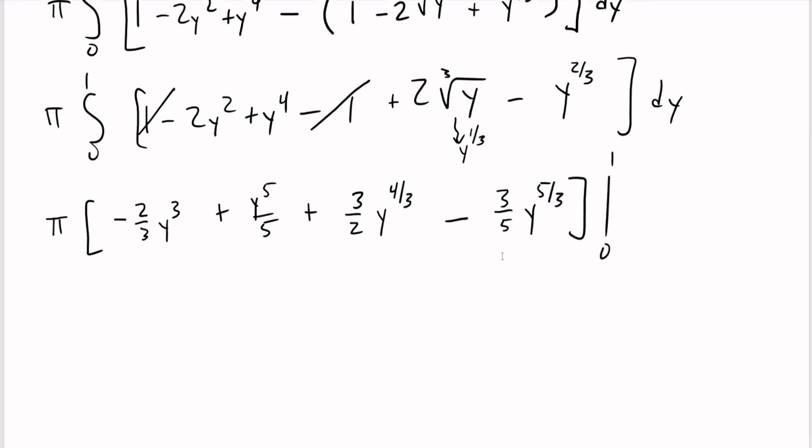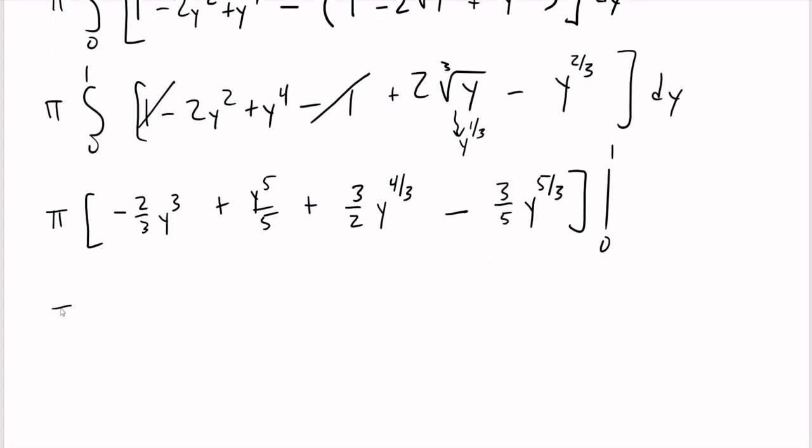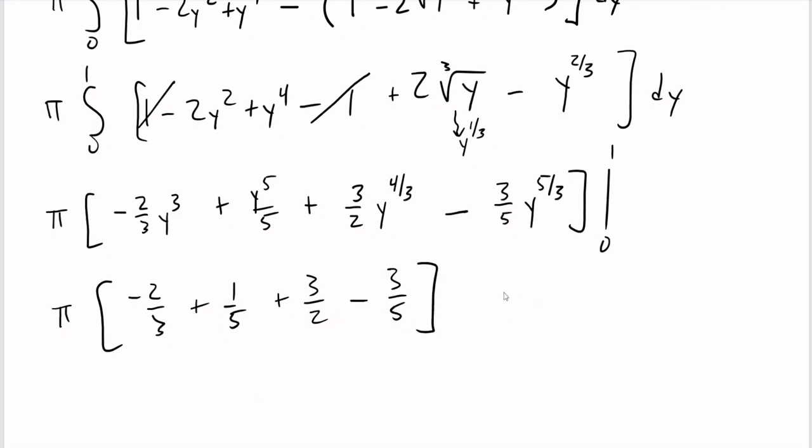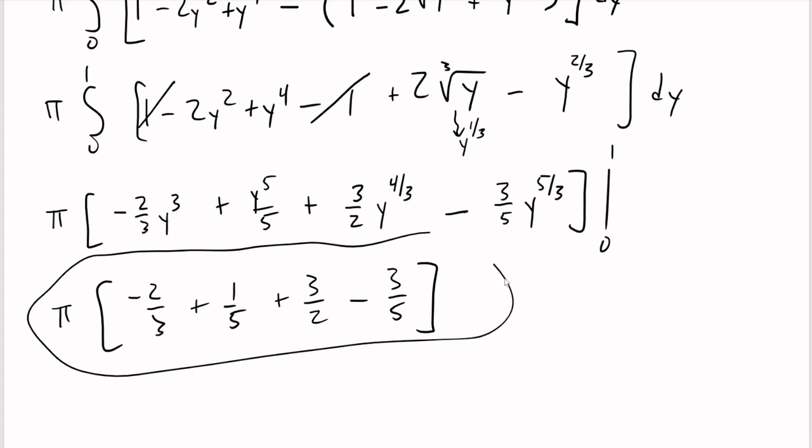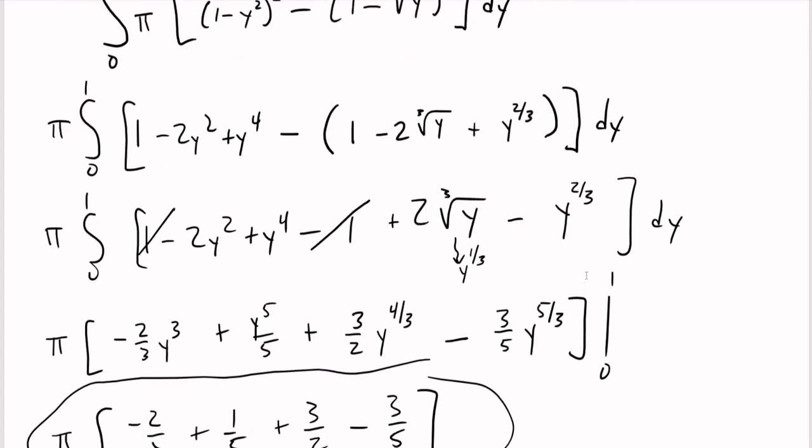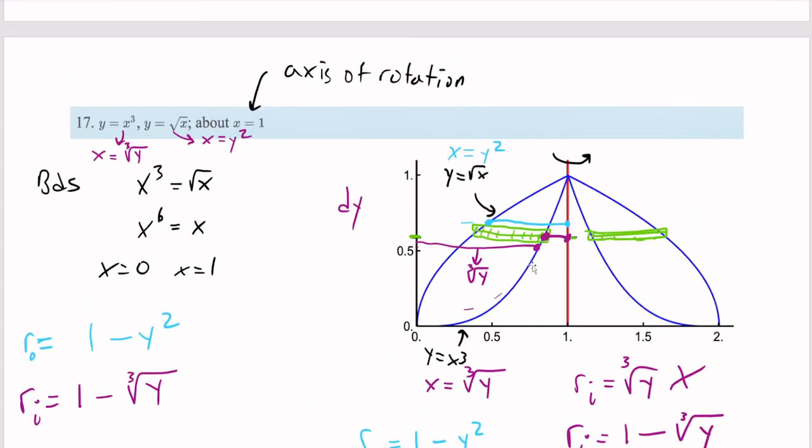0, I plug into this, everything's going to cancel. So this is just going to be -2/3 plus 1/5 plus 3/2 minus 3/5, which I'll let you simplify. Boom. You know, these get a little bit more intense with the integrals when you're doing this shifting. But it's just a little bit more algebraic work and not much more than that.